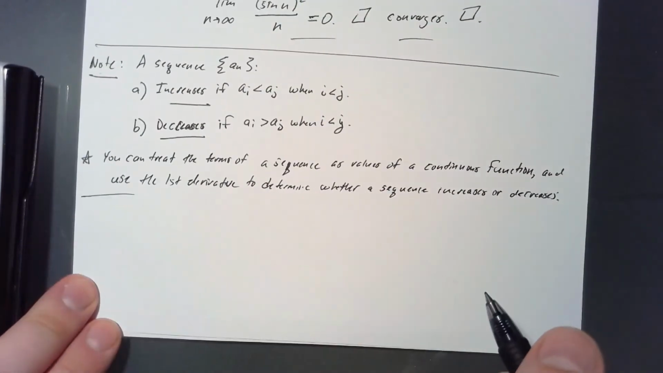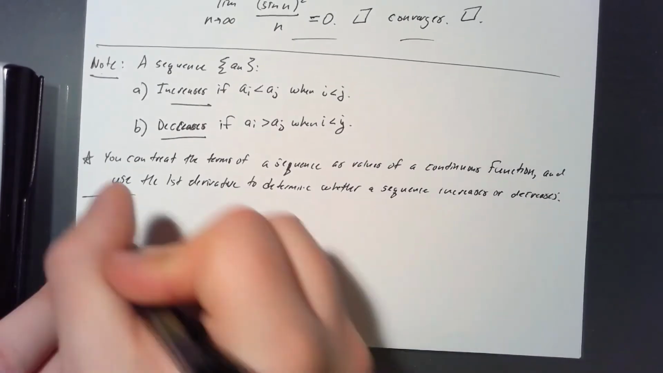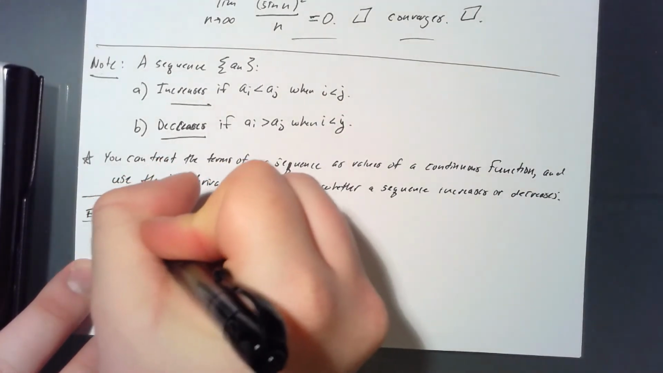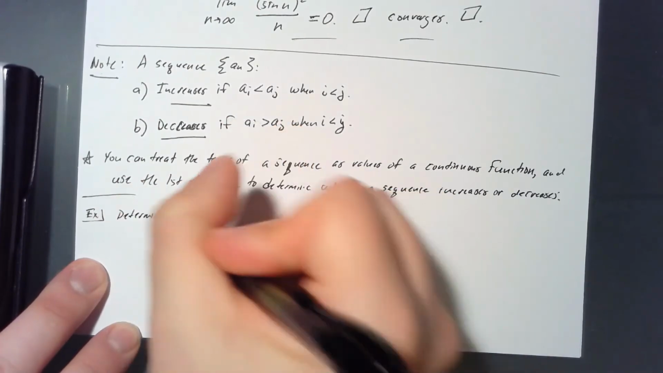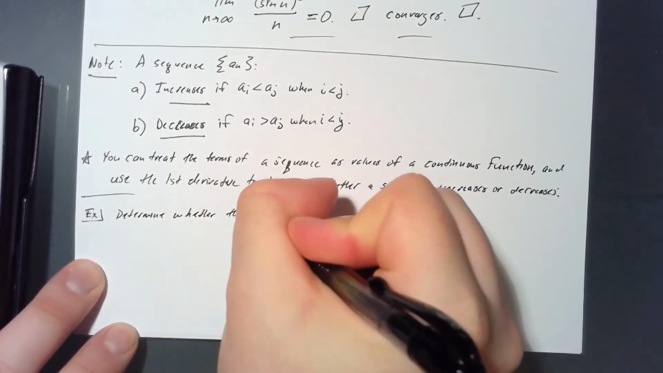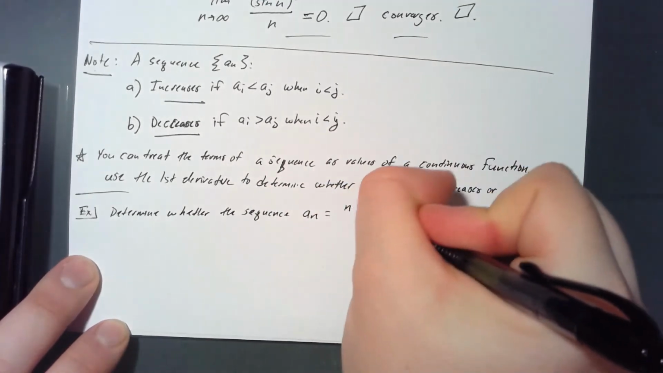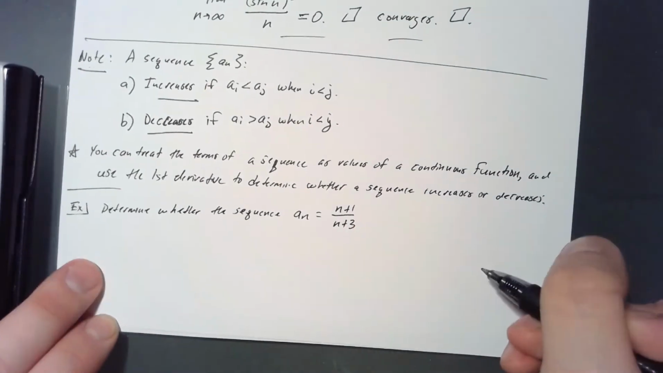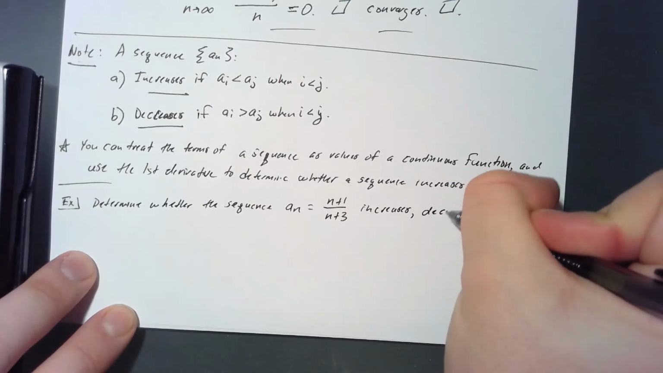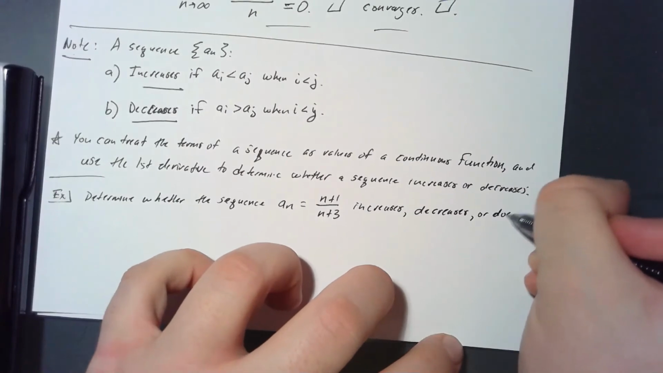So, let me look at an example right here. I could squeeze it in. Determine whether the sequence a sub n equals n plus 1 over n plus 3 increases, decreases, or does neither.